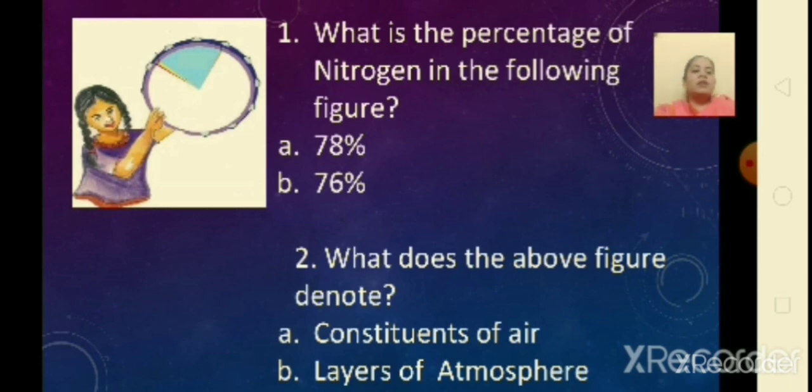What does the above figure denote? Constituents of air or layers of atmosphere? So what is this picture about, children? It is about constituents of air, right? So I will select option A.